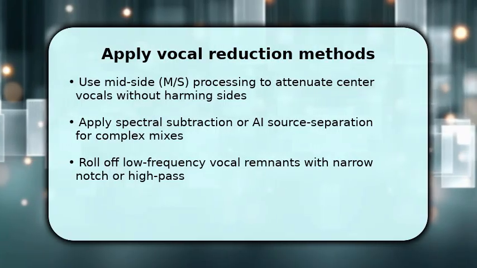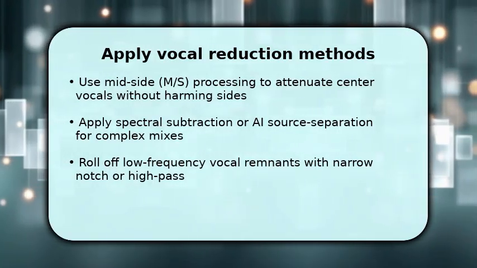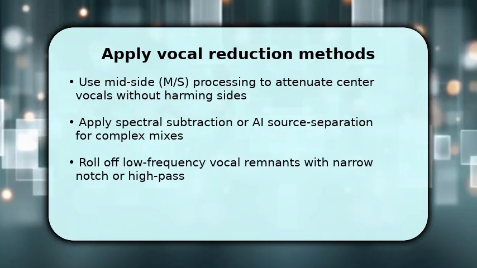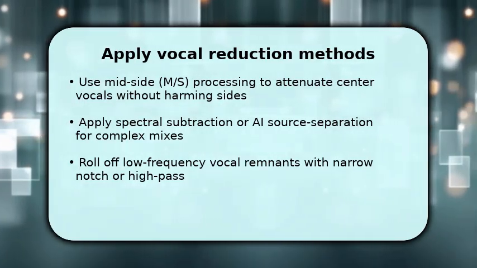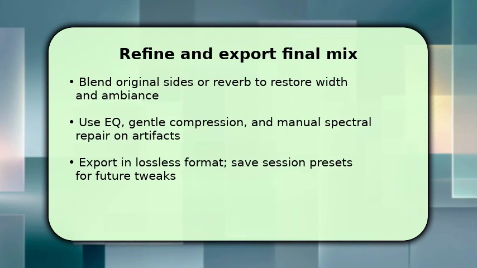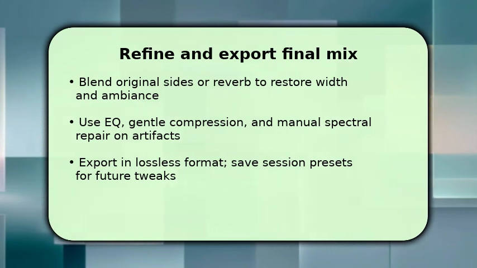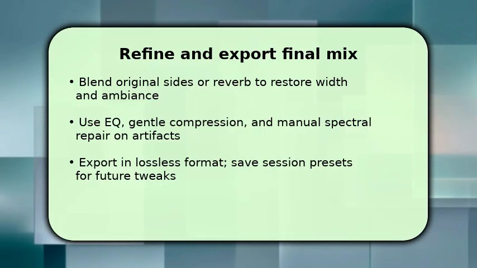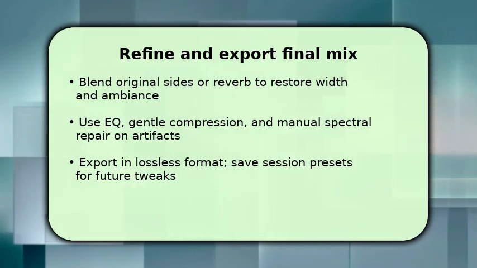Once you have a vocal-reduced output, use spectral editors to hunt residual vocal artifacts and apply narrow notches or gentle high-pass filters to clean mud. Finish by restoring stereo width and natural ambience. You can reinsert side-channel content or reverb derived from the original to avoid a thin sound.